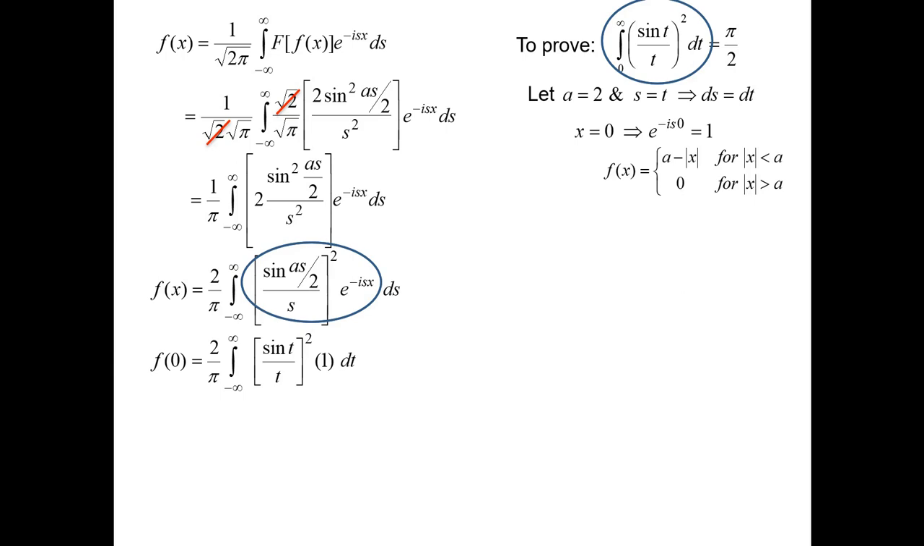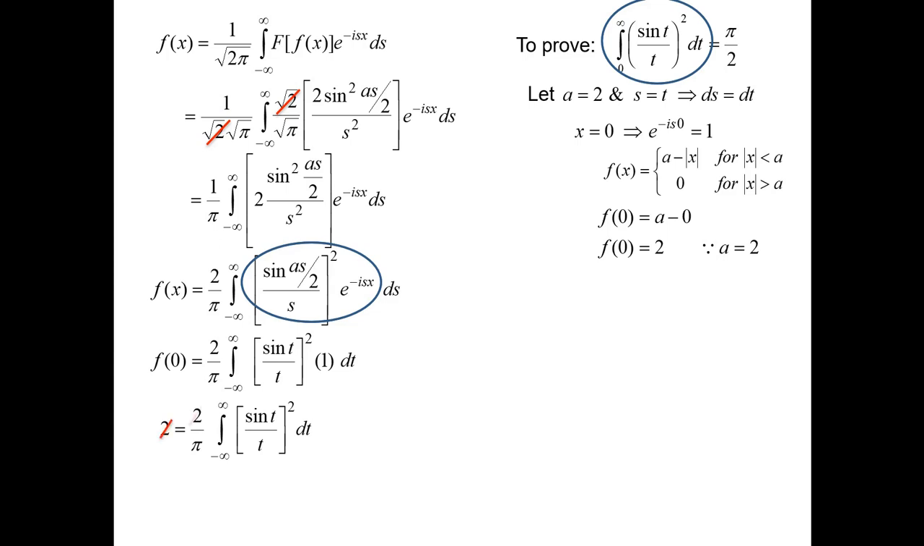Now we want to find out that f of 0 in the left hand side term, given that our function f of x is a minus modulus of x, and here x equal to 0 lies between minus a to plus a. So substituting 0 here, we get f of 0 equal to a minus 0. That a is nothing but 2, so f of 0 is equal to 2 only. So substitute 2 here in the left hand side term, we get 2 is equal to 2 divided by pi integral over minus infinity to plus infinity (sin t by t) the whole square dt.